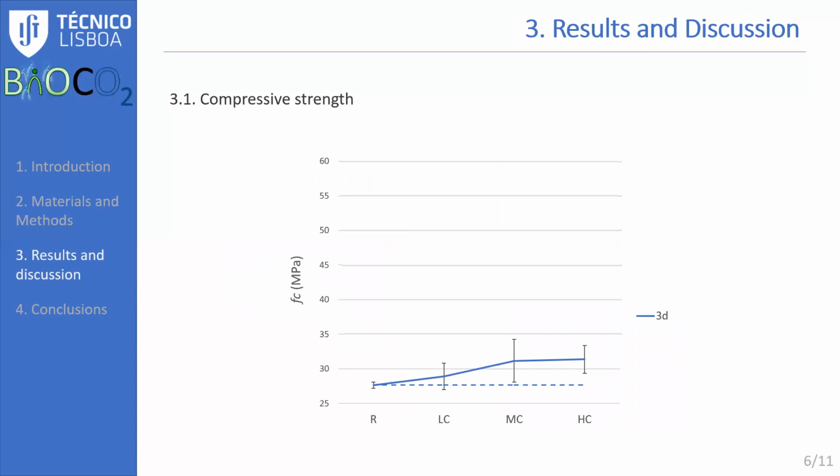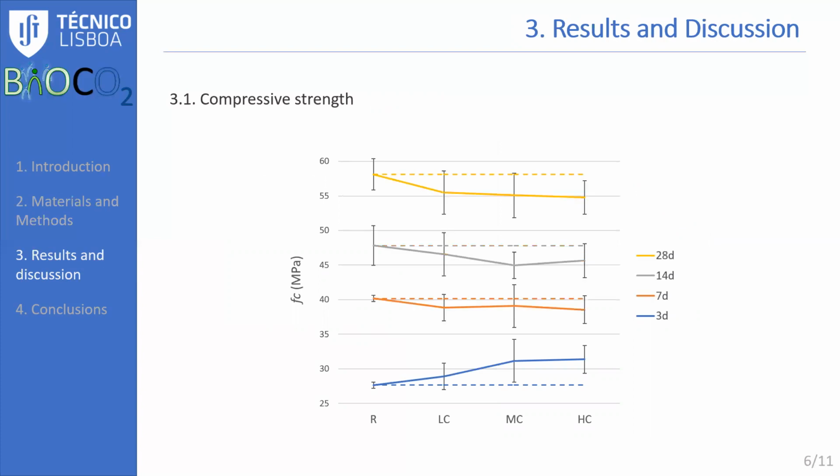Regarding the compressive strength test, the results indicated an increase in compressive strength for the samples with a curing age of 3 days. This first result seems to indicate an acceleration of the hydration reactions caused by the presence of CO2 in the carbonated water. However, for the following ages, there is an inversion of this trend. For the samples with carbonated water, there is a reduction in the compressive strength when compared with the reference sample.